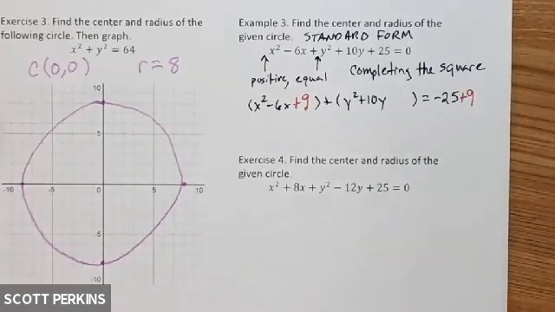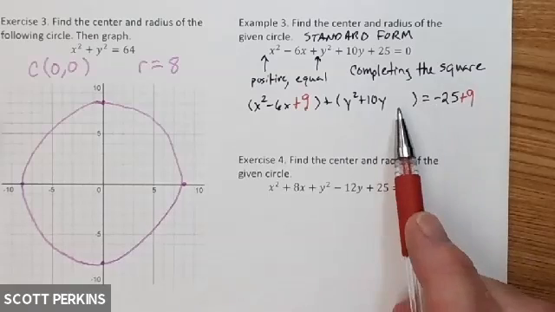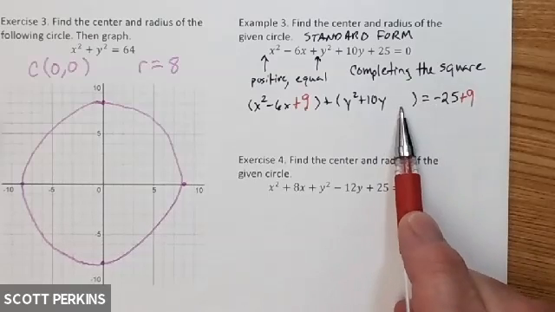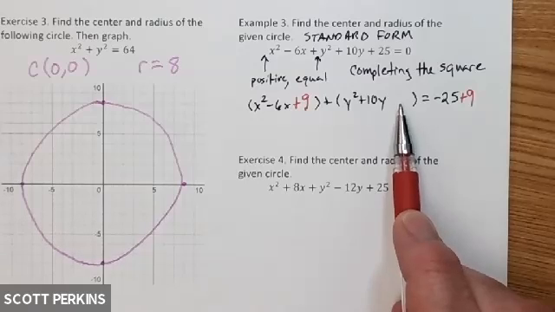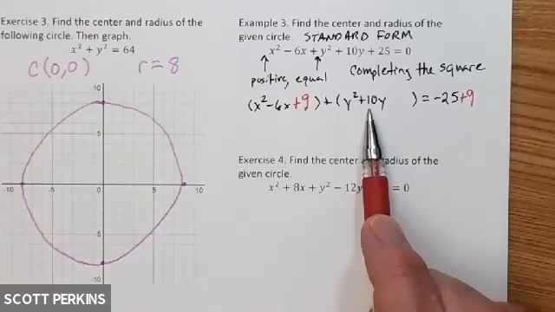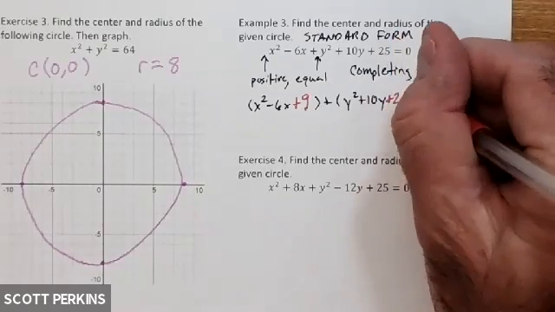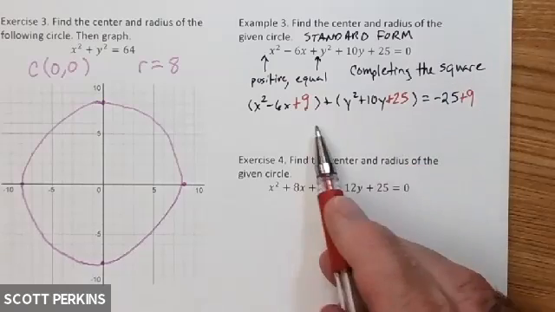Okay, so with that information, what do you think I'm going to add on the y's? Where'd you get the 25 from? What did you do? That is exactly right. Half of 10 is 5. 5 squared is 25. Anyone not seeing where the 9 and the 25 are coming from?